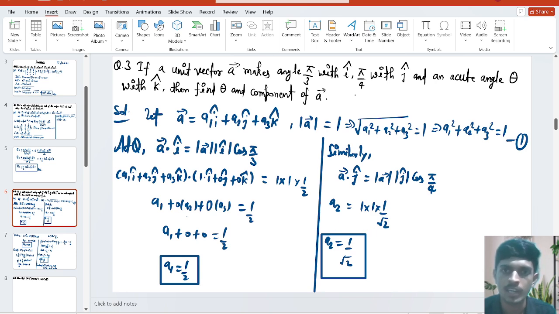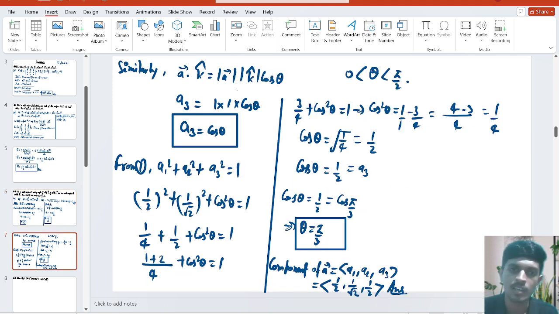because it says that this vector is making pi by 4 angle with j cap. So it satisfies this dot product. So using this you get A2 equal to 1 by root 2. Similarly, taking the component of k cap, because this is making angle theta, we write cos theta, taking the modulus of each and satisfying the dot product. So A3 becomes cos theta.